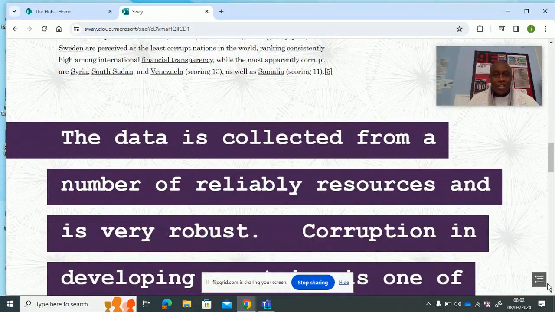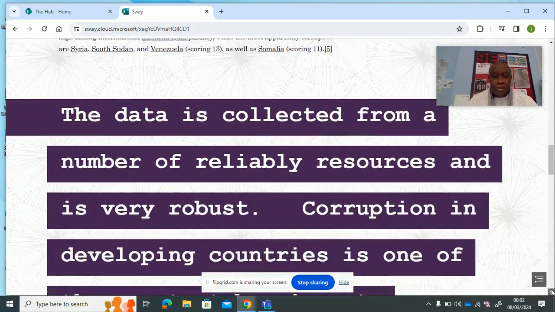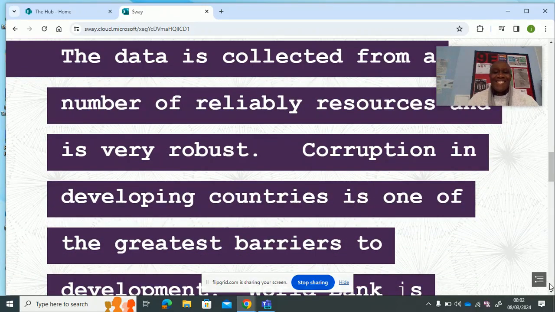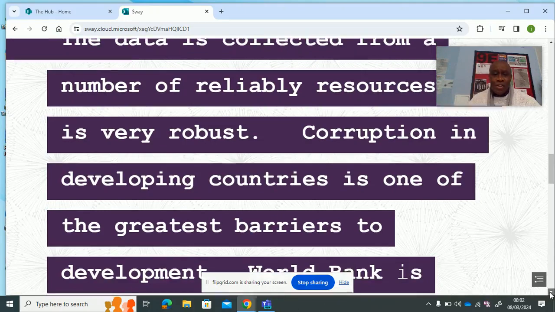Now, the data is collected from a number of reliable resources. It's very robust. Corruption in developing nations is one of the greatest barriers to development and growth. So anything that can help to reduce this should be massively encouraged.